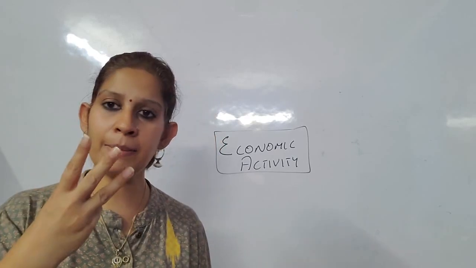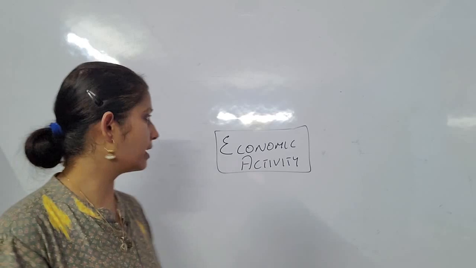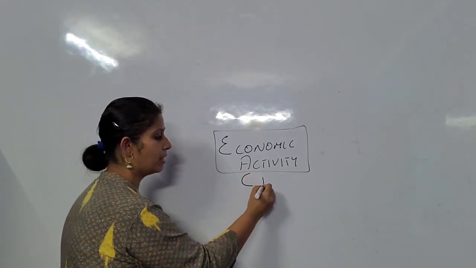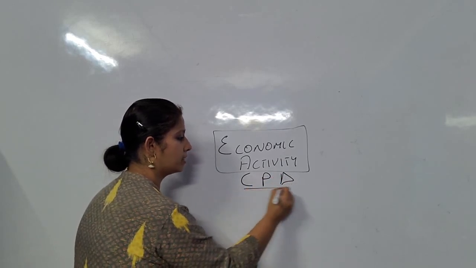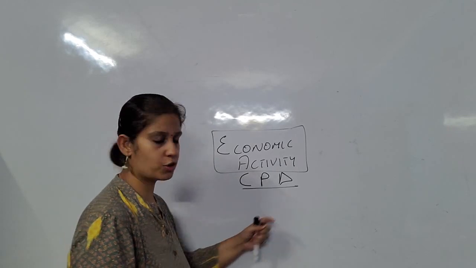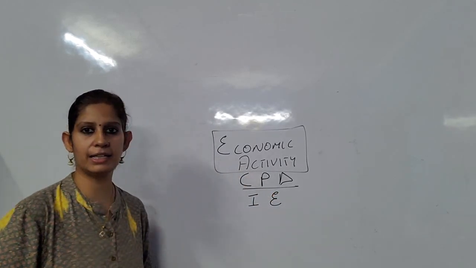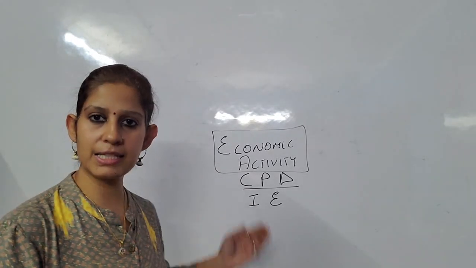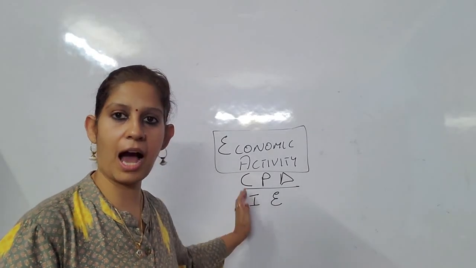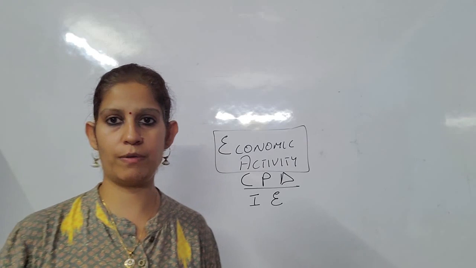There are 3 main economic activities, otherwise 5 economic activities. The first one is, I will write the first 3 economic activities, CPD: consumption, production, distribution. Next, investment and exchange, IE. CPD, consumption, production, distribution, investment and exchange. Okay, IE, CPD, IE. So these are the 5 economic activities which we will be talking about.